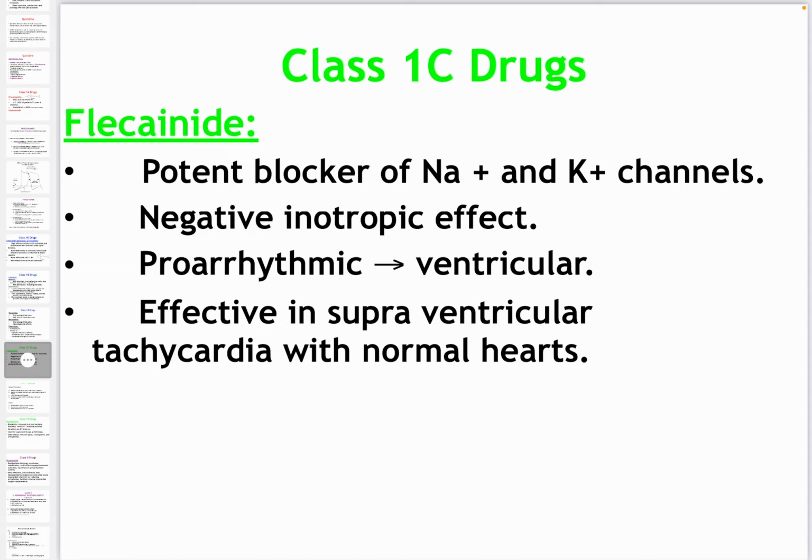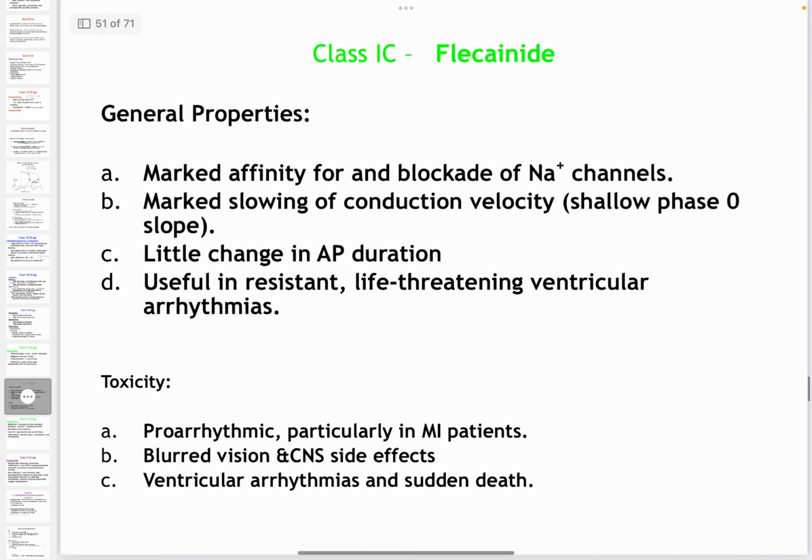So it is yet a pro-arrhythmic agent, so it can stimulate ventricular arrhythmias. When do we use it? It's mainly effective in the treatment of supraventricular arrhythmias, especially in normal hearts. In addition to its effect on the SA node and the AV node, it can affect it also. It can cause marked slowing of the conduction velocity. We said it has little change on the action potential duration or minimal effect, let's say. And we use it also in resistant life-threatening ventricular arrhythmia.